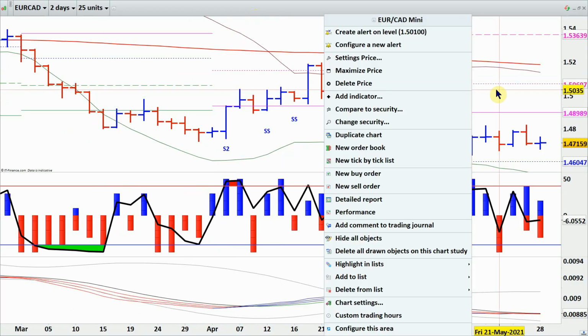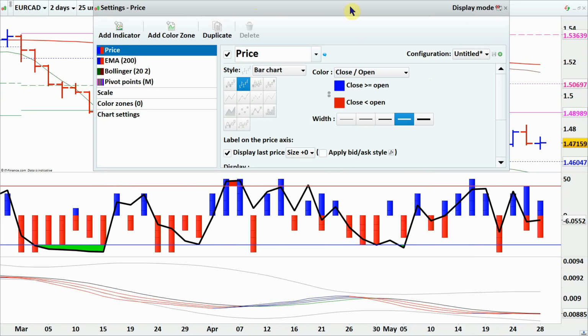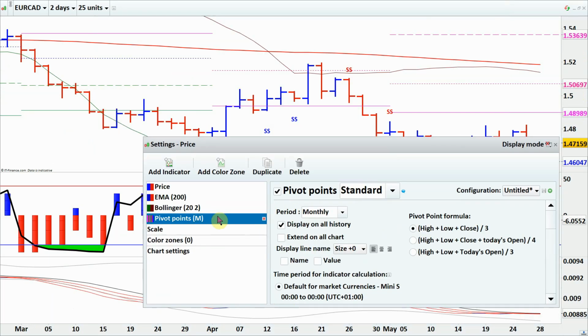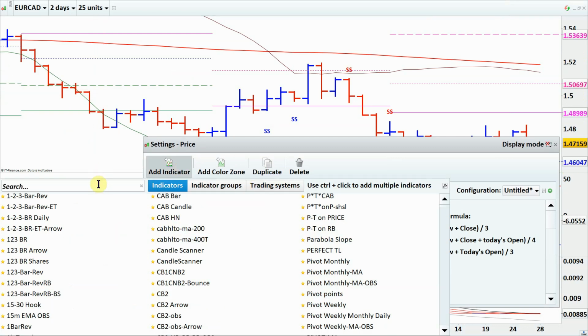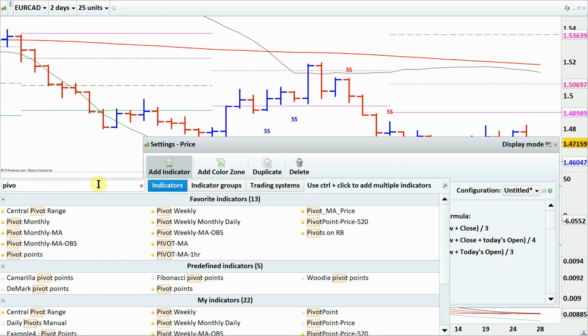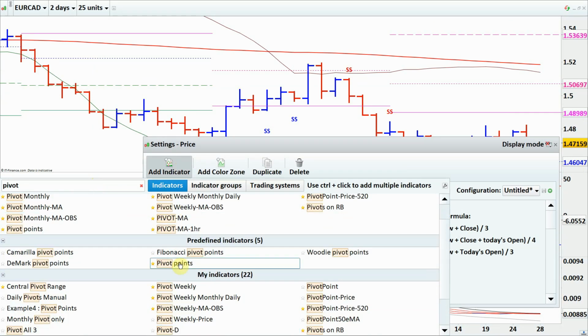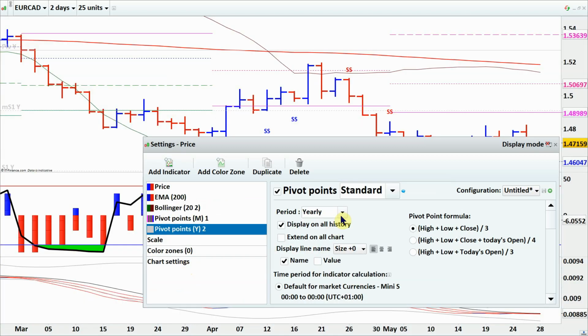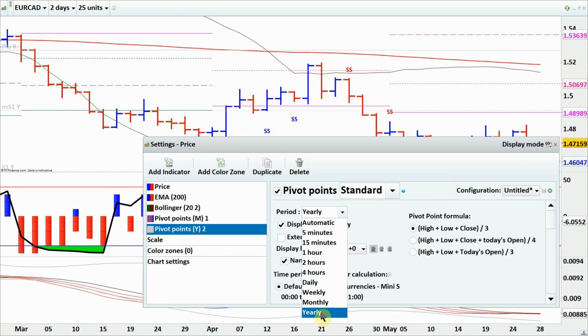If you right click here and go to settings, generally we follow monthly pivot points. You can go add indicator and then type in here PIVOT. Then choose this one, pivot points. Are you following me? And then select the period as yearly. This is a new thing they have brought. It was not there in version 10. In version 11 they have introduced pivot points on yearly.